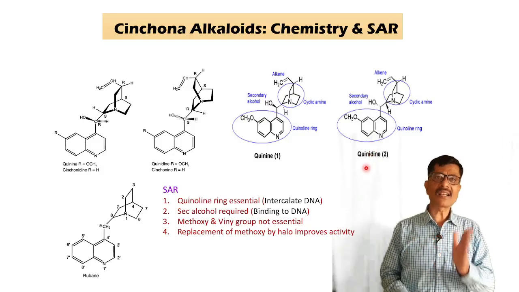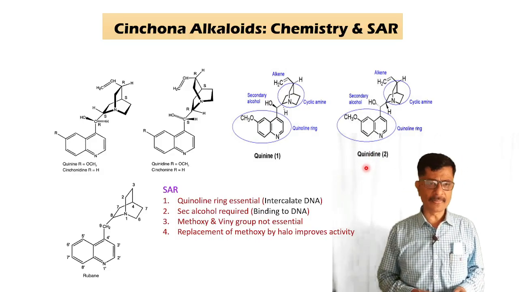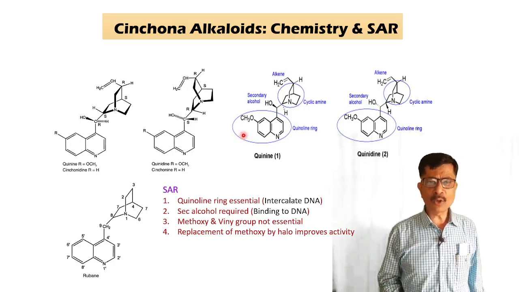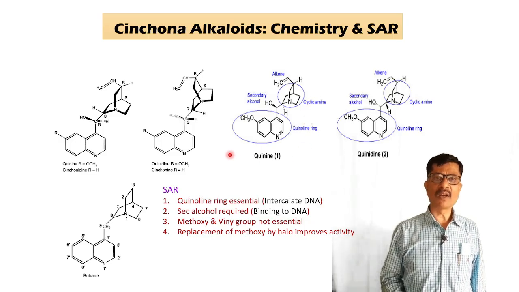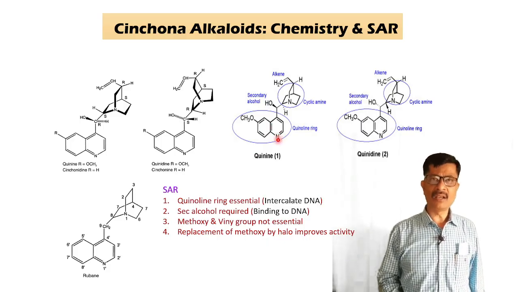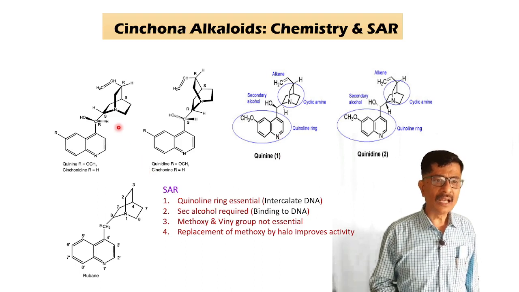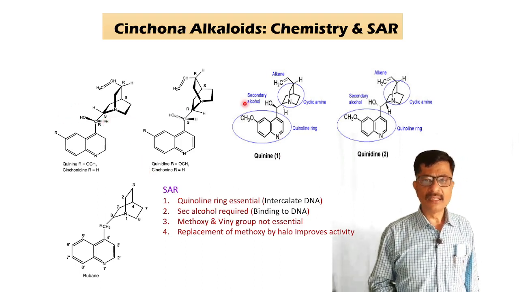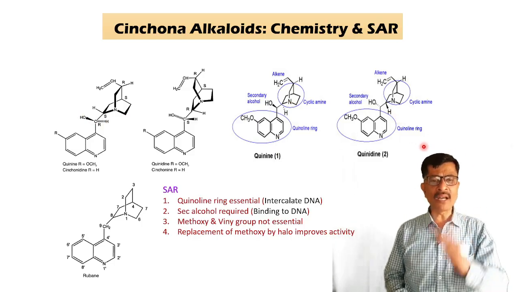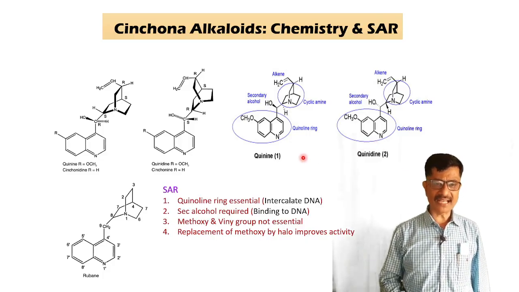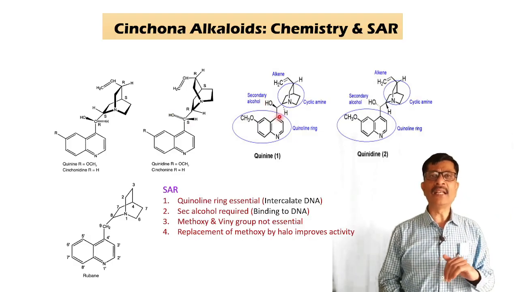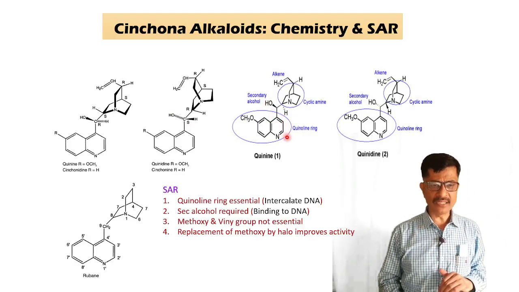If you look at the structural requirement for its antimalarial effect, that is SAR, structure activity relationships, the quinoline ring is a must for its antimalarial effect. It intercalates the DNA of the parasite. Then a secondary alcohol, look at this. This secondary alcohol function is required for antimalarial effect because it is involved in binding to the DNA of the parasite. This quinuclidine ring is not at all required for the antimalarial effect. It is not involved in this activity.